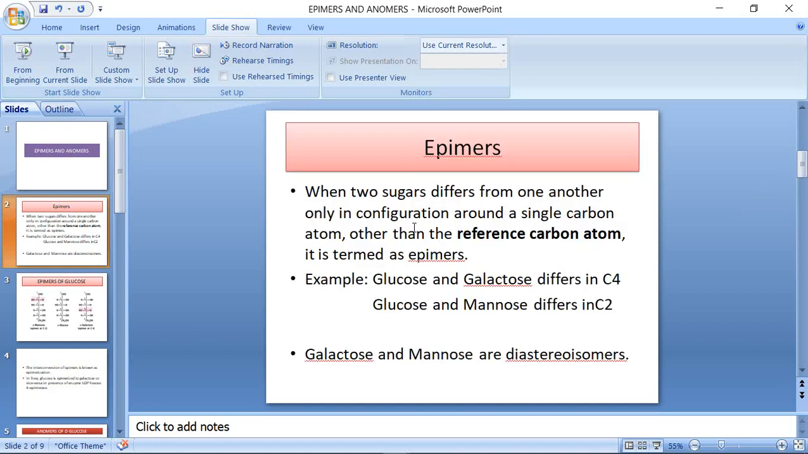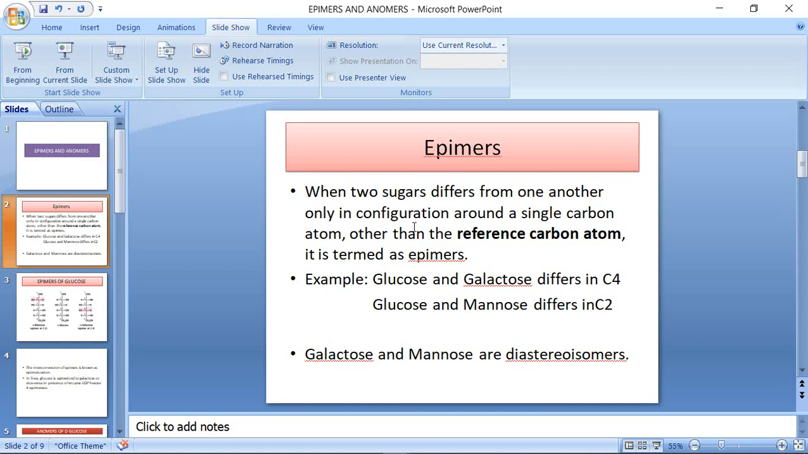So what is an epimer? When two sugars differ from one another in configuration around a single carbon atom other than the reference carbon atom is called an epimer. So first you have to know what is a reference carbon atom.